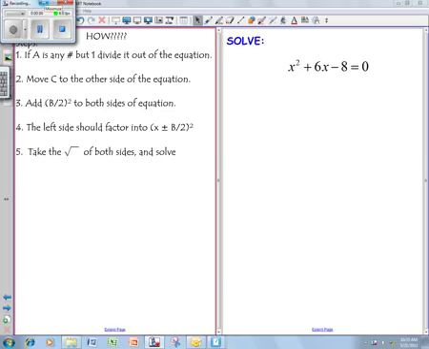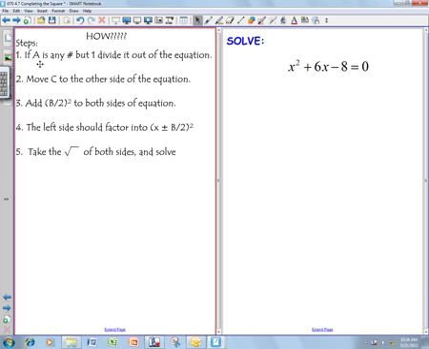I'm going to go ahead and walk through the process of completing the square to solve a quadratic equation. Now, over here to the left, these are basically your step-by-step directions for how you actually complete the square. And then this is just a random example problem that I'm going to follow these steps to show you how to solve using this method.